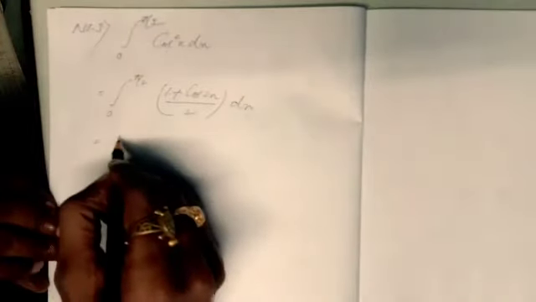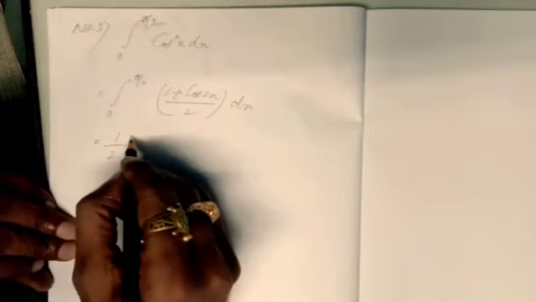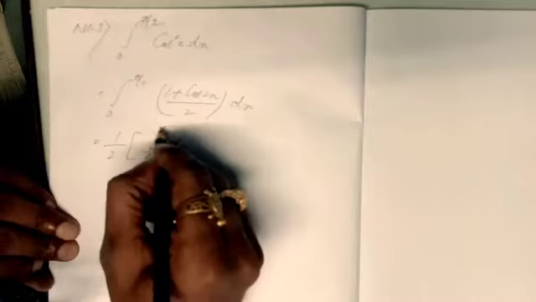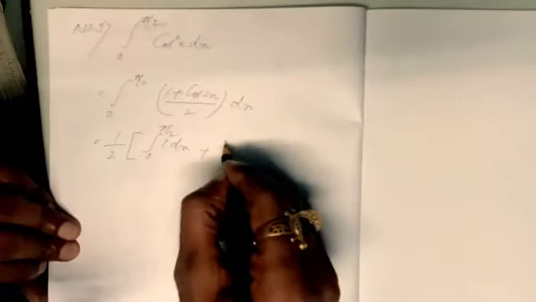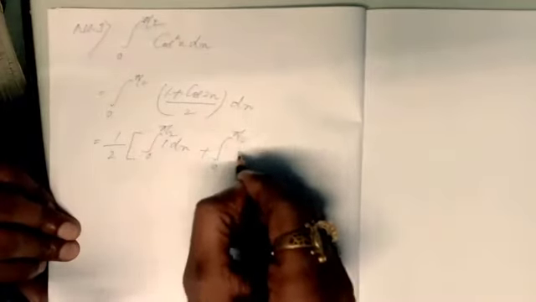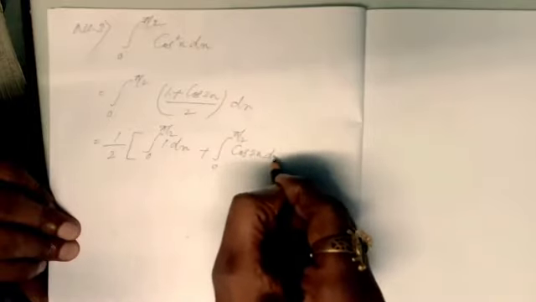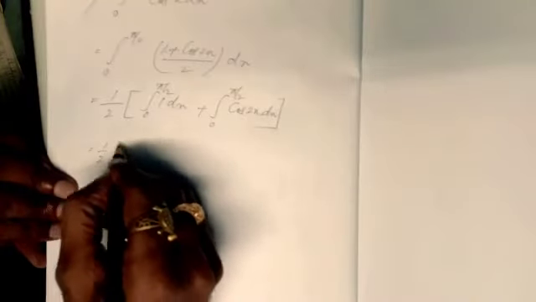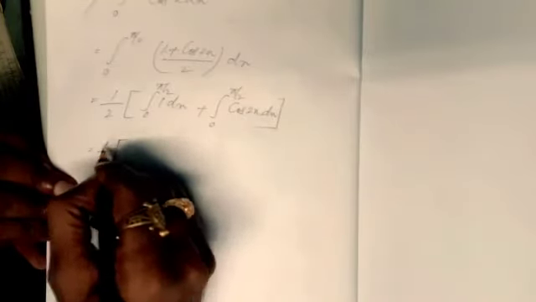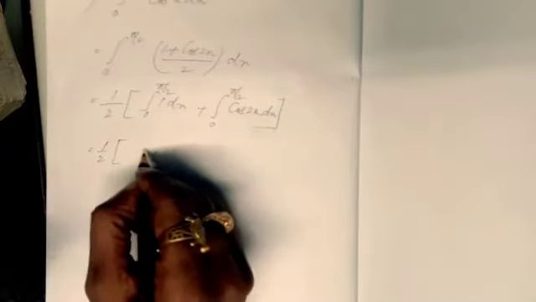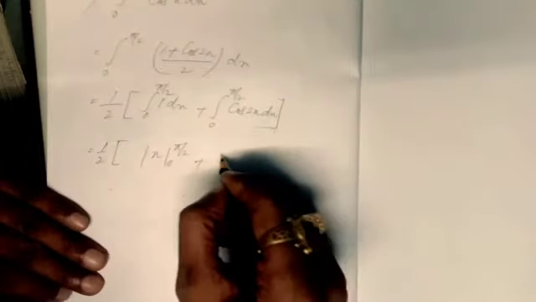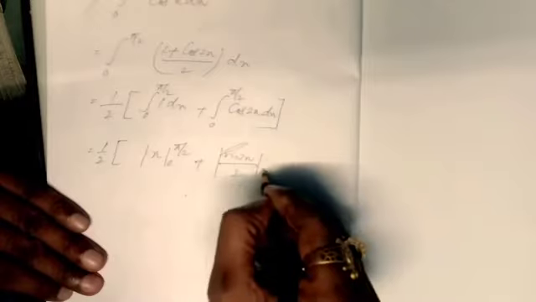Now you have to separate the integration. 1 by 2 taken outside. Integration of 1 dx 0 to pi by 2 plus integration 0 to pi by 2 cos 2x dx. Okay. Now 1 by 2 is outside. What is the integration of 1 dx? That is x, limit 0 to pi by 2, plus what is the integration of cos 2x? That is sin 2x by 2, limit 0 to pi by 2.